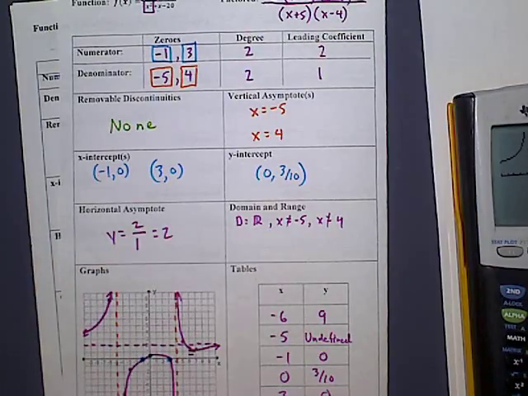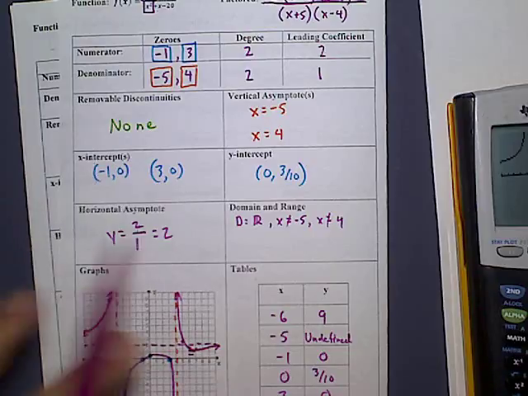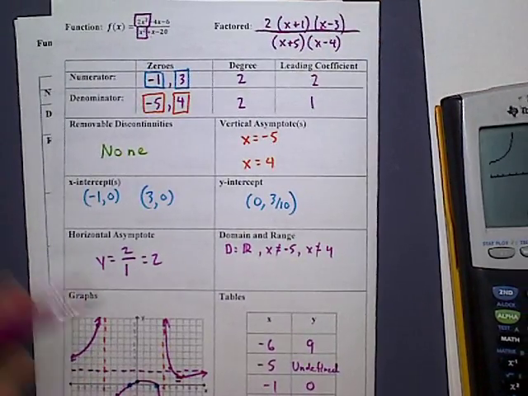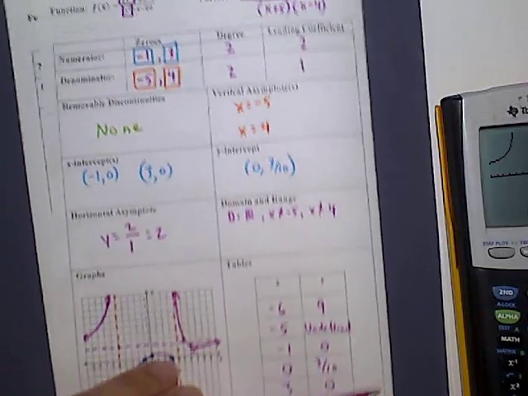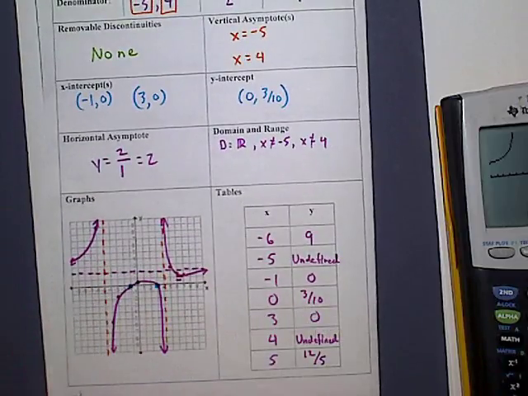So this is how we tackle one of these problems. Now this is a case in which we have no holes, but we do have vertical asymptotes, a couple of them, and the other situations that we have to deal with. So this is one of the many shapes of the graph that we can actually get from rationals.